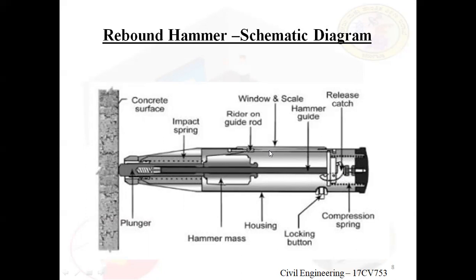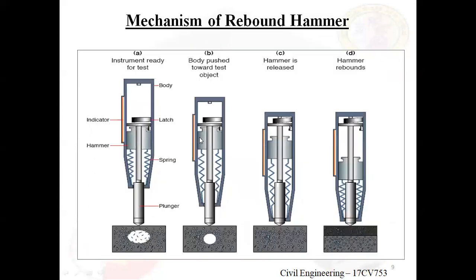Based on that, we are going to find out the rebound number. The procedure is very simple. This is the clutch. First we have to see, one by one, that the instrument is ready for test. As I said, this is the longitudinal section. This is the spring, this is the spring, this is the spring, and this is the spring.